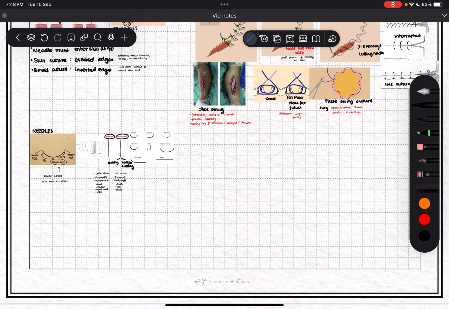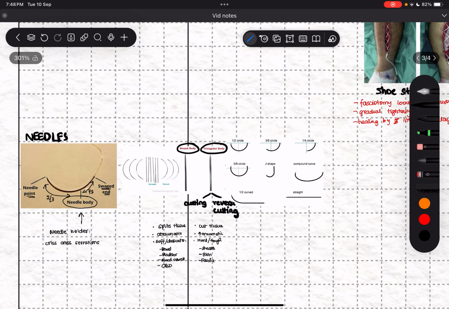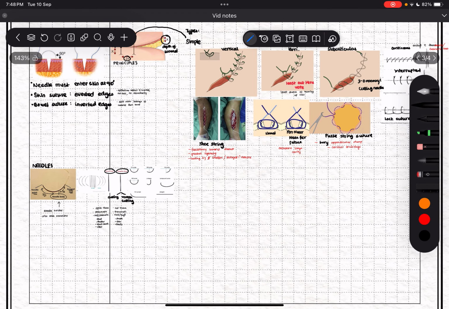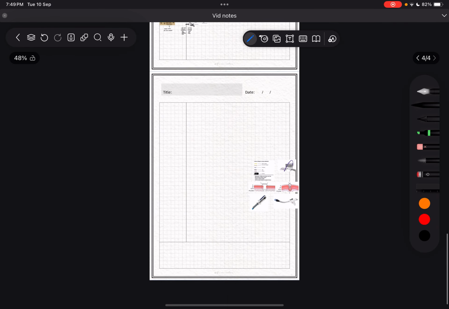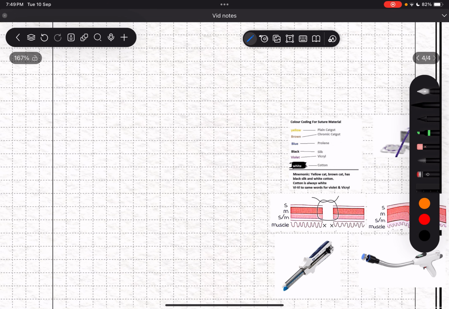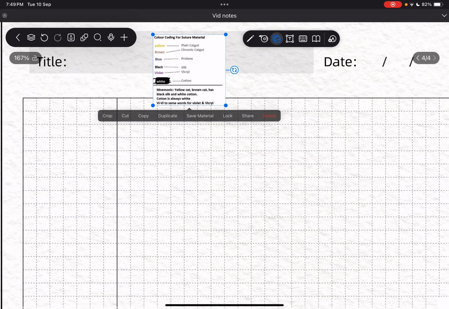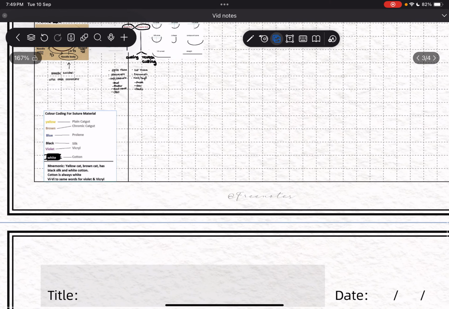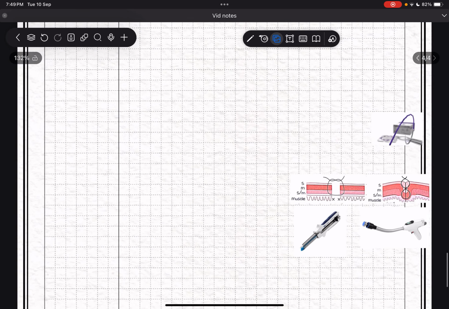With this, the needles get over. These are the different shapes of the needles. Now let us get into the sutures. In the sutures, we have different colors.